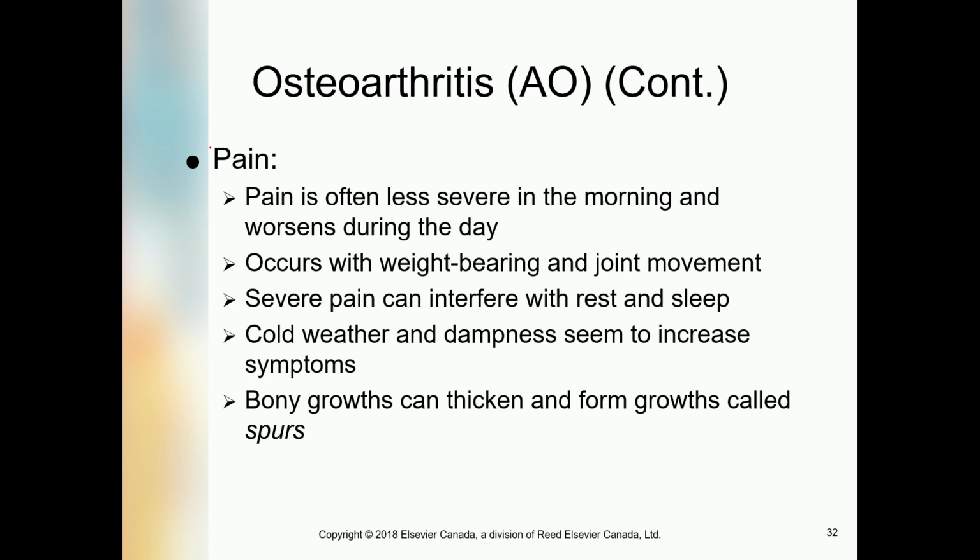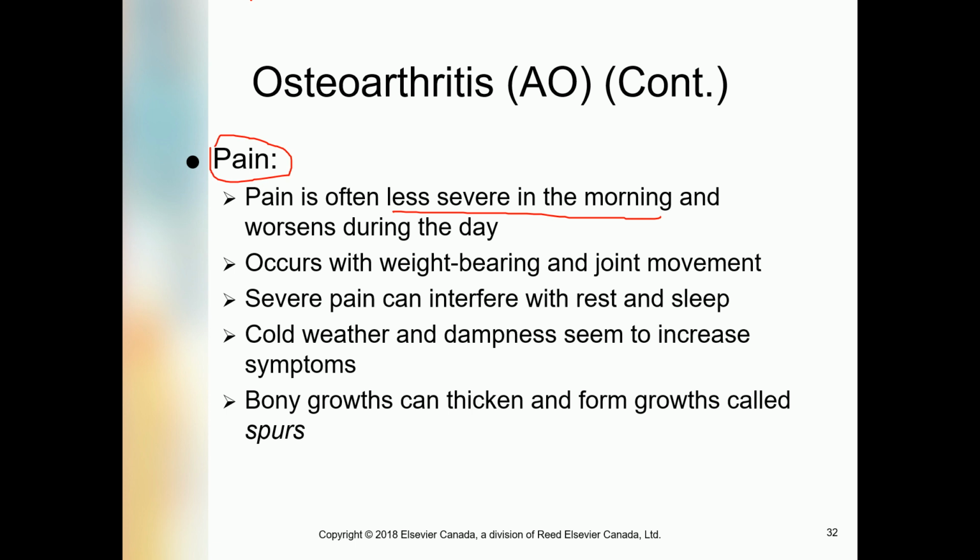Pain is the number one condition after people have osteoarthritis. Pain is often less severe in the morning. Remember, I want you to remember this. In osteoarthritis, pain is less severe in the morning. In rheumatoid arthritis, pain is more in the morning. It will be in your examination. I guarantee this is a question for your exam.